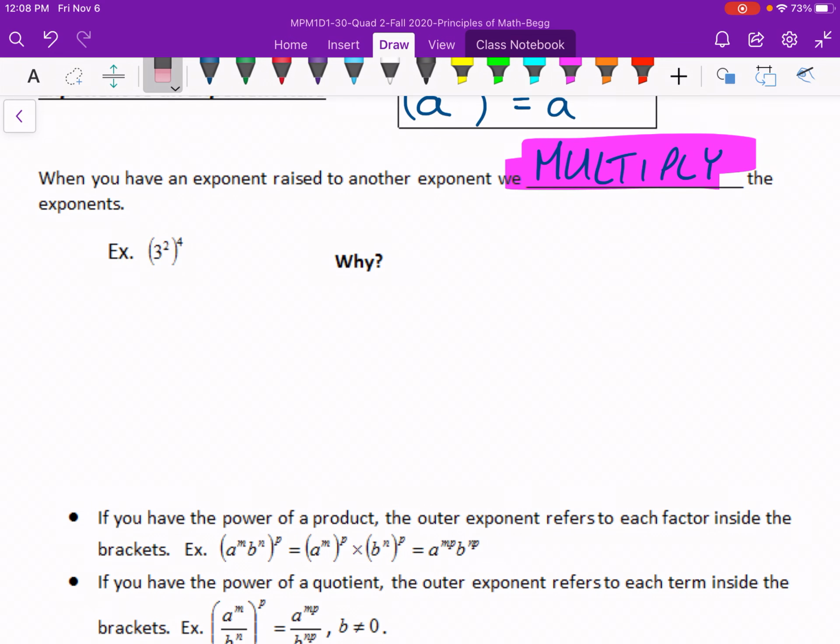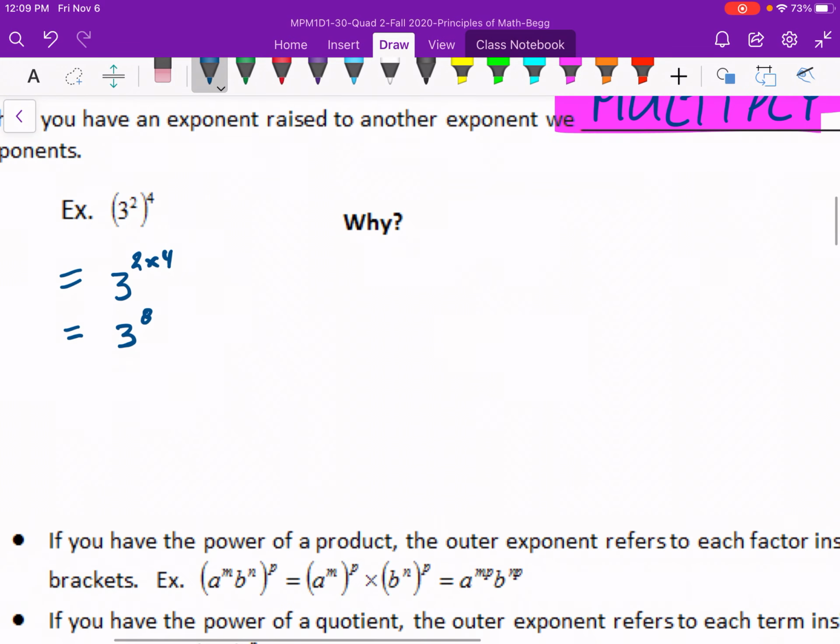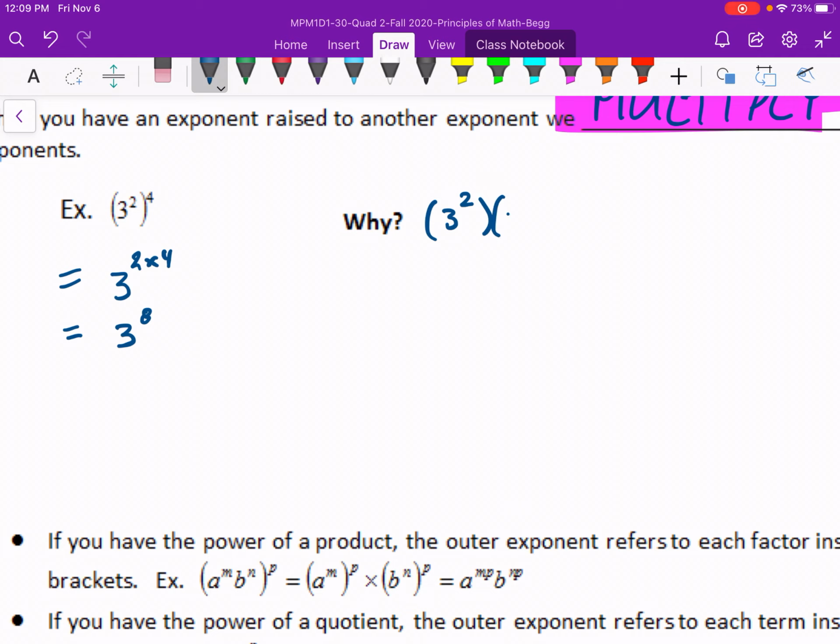So, example, 3 to the 2 to the 4 is equal to 3 to the 2 times 4, using that rule we just did, which is the same as 3 to the 8. Let's draw that a little neater. 3 to the 8. Is that better? Maybe a little better. Why? Well, because 3 to the 2 to the 4 means 3 to the 2 times itself 4 times.